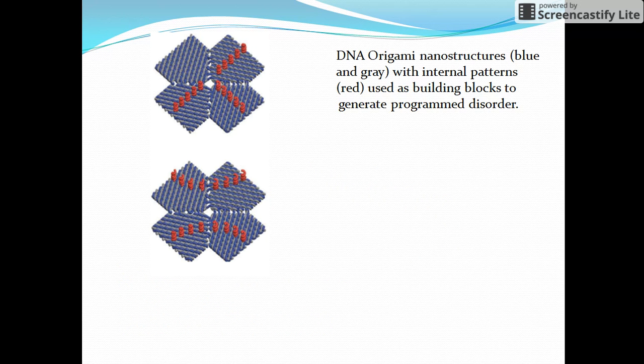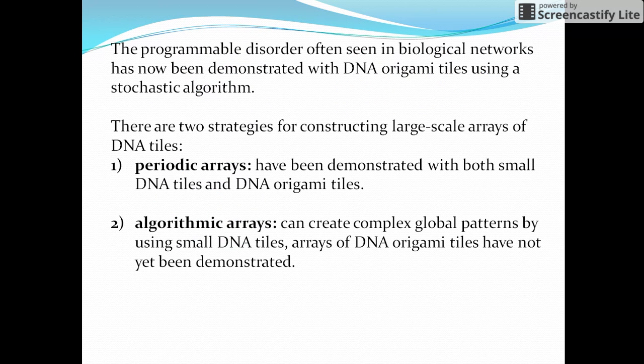Here's another example, DNA origami nanostructures. You can see blue and gray with internal patterns, and red, used as building blocks to generate programmable disorder. Here you can see that biological networks have now been demonstrated with DNA origami tiles using a stochastic algorithm. There are two studies for constructing large-scale arrays of DNA tiles. First is periodic arrays and second is algorithmic arrays.